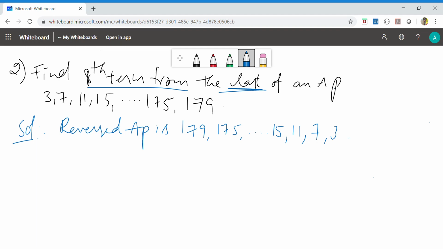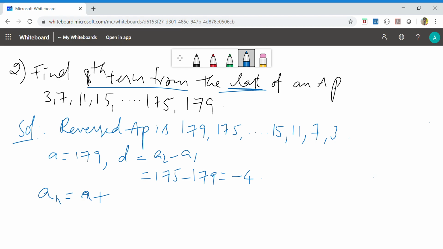In this reversed AP, what is the first number? A is equal to 179. What is the common difference? A2 minus A1. A2 is how much? 175 minus A1, which is 179, is nothing but minus 4. D is minus 4, A is 179. What is the formula? An is equal to A plus n minus 1 of D. This is the formula. You can highlight it or write it on the right side of the white page. While writing in the paper, you have to write on the right side.